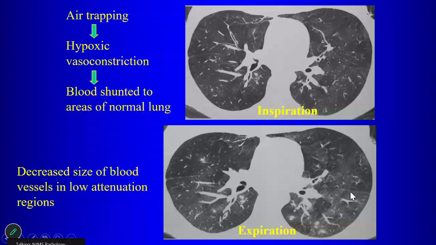But if you look at the blood vessels, you'll notice that the distribution is more normal in these areas, and there are fewer blood vessels in the areas of lower attenuation. So that's telling you that the blood has been shunted away from these areas, and that contributes to the increased attenuation of these areas, giving you that ground glass appearance. Okay, so that helps to tell you which parts of the lung are abnormal, looking at the blood vessels.